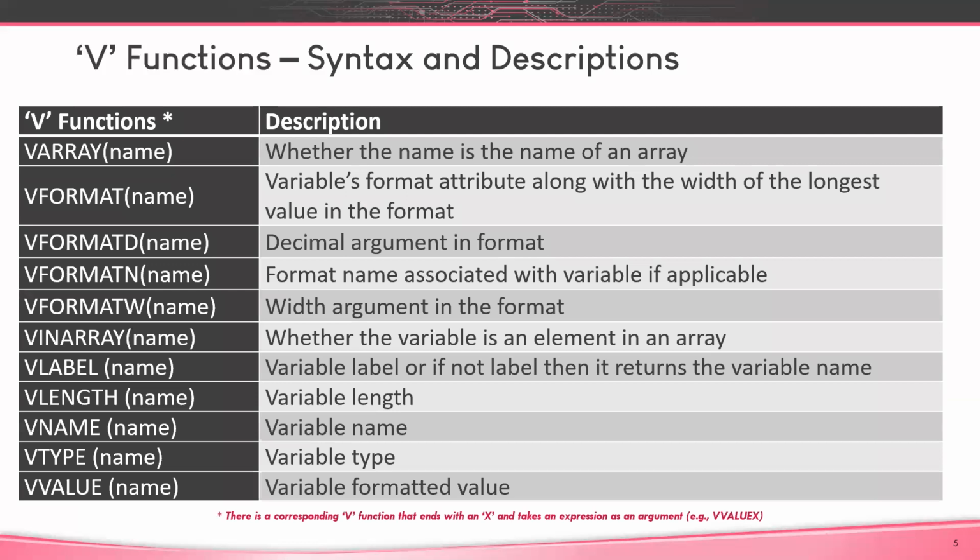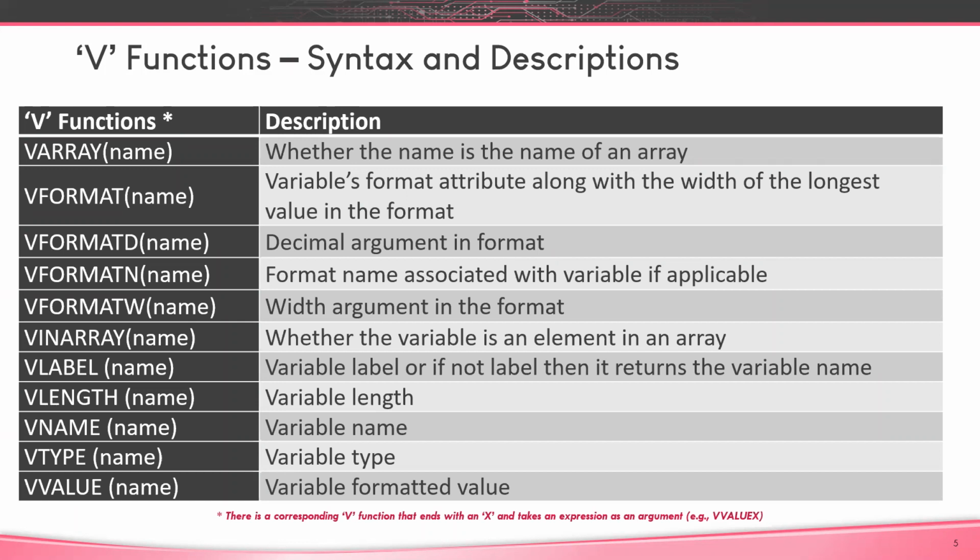So these are the various V functions. The V functions start with the letter V, which is why I refer to them as the V functions. They're called variable information functions. The rest of the characters pretty much describe what the function is assessing. For example, VNAME takes the argument and returns the name of the variable. VLABEL returns the label of the variable. So basically it's straightforward in terms of what each function is doing.